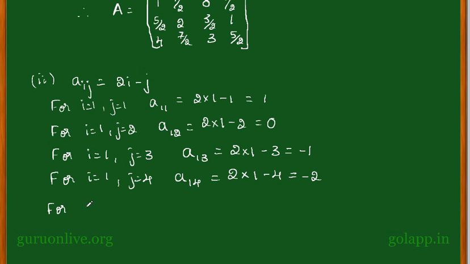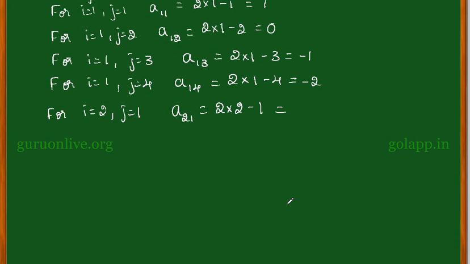Next, for I equal to 2, J equal to 1, we get A21, which is equal to 2 into 2 minus 1. So 2 into 2 gives 4 and we have minus 1. So 4 minus 1 will be 3. Next, for I equal to 2, J equal to 2, we get A22, which is equal to 2 into 2 minus 2, where 2 2's gives 4 and 4 minus 2 will be 2.